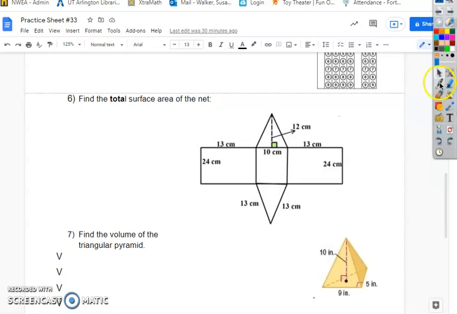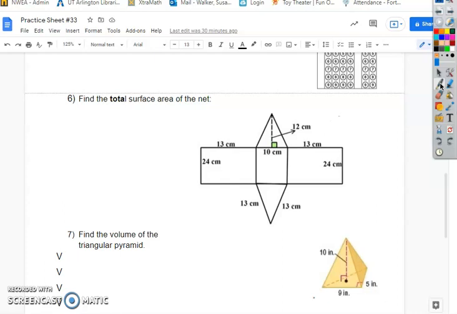Hey everyone, we're going to finish practice sheet 30, and so we're going to do a different problem we have not done on practice sheets, which is total surface area. More than likely this is the way you're actually going to see it. It will probably give you the net. You probably will not have to draw it.